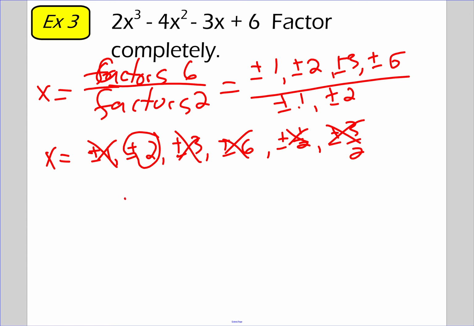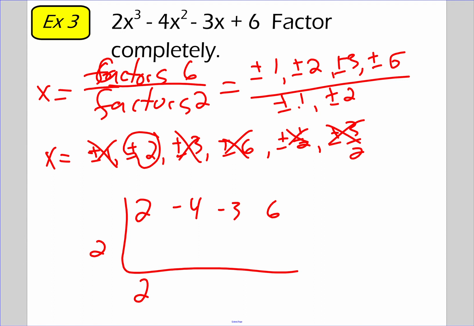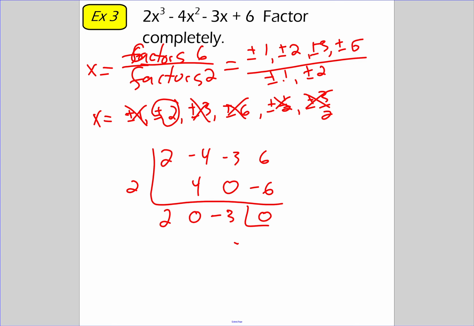So let's go ahead and use synthetic division to factor that out. Bring the 2 down, we multiply, we get 4. Add, we get 0. Multiply, we get 0. Add, we get negative 3. Multiply, we get negative 6. And add, we get 0. So yes, x minus 2 is a factor.